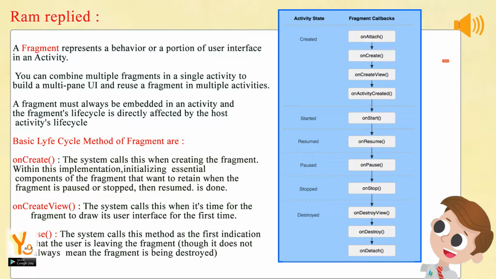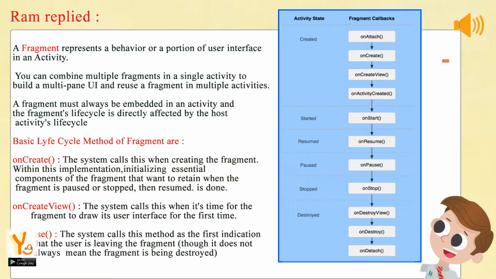activities. A fragment must always be embedded in an activity, and the fragment's life cycle is directly affected by the host activity's life cycle. Basic life cycle methods of fragment are: onCreate. The system calls this when creating the fragment. Within this implementation, you initialize essential components of the fragment that you want to retain when the fragment is paused or stopped, then resumed.